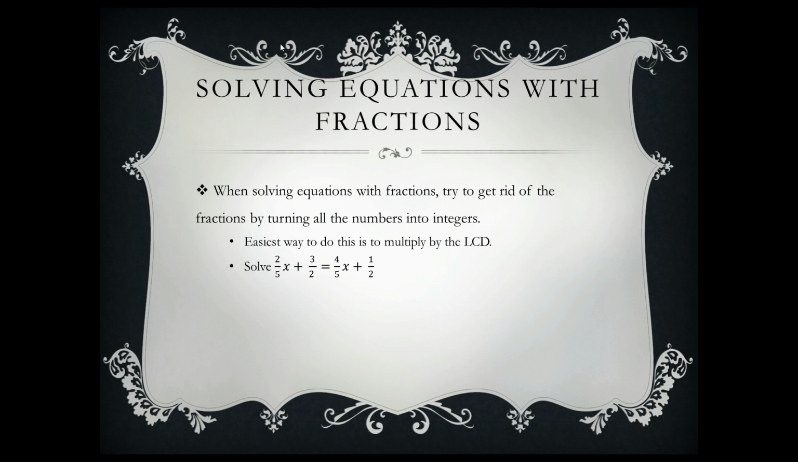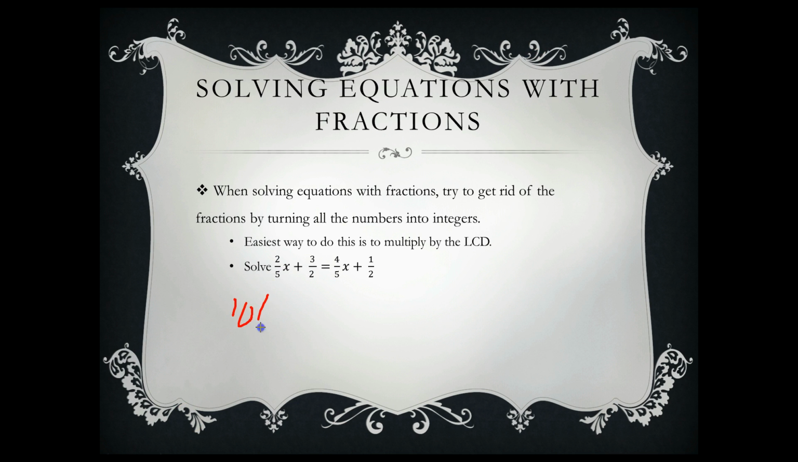So when solving equations with fractions, we want to get rid of the fractions by turning all of the numbers into integers. The easiest way to do this is to multiply by the LCD, the least common denominator. So we can list out the multiples of 2: 2, 4, 6, 8, 10, 12. We can list out the multiples of 5: 5, 10, 15. And we'll find that the smallest one they have in common is 10. So we can multiply both sides by 10.